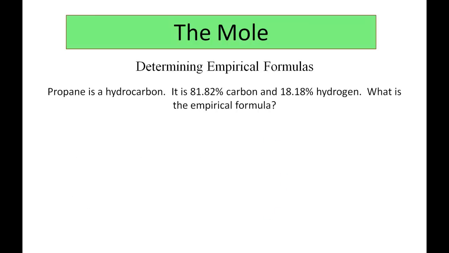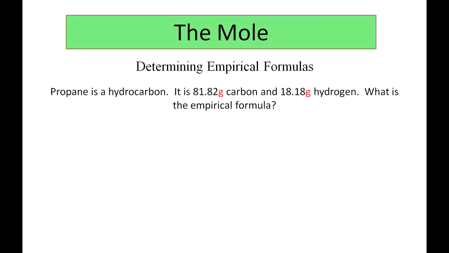We're going to go through another example here where things don't work out perfectly like they did in the last one. Propane is a hydrocarbon, meaning it only contains hydrogen and carbon. It is 81.82% carbon and 18.18% hydrogen. Let's figure out its empirical formula. Still the same steps as before. We're just going to add one more thing into this equation.